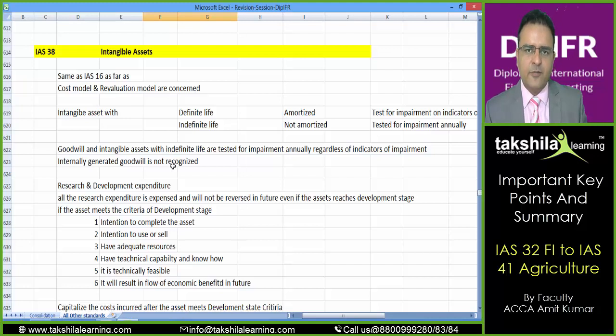For research and development, or self-generated or self-constructed intangible assets, there is a category known as research and development, R&D expenditure. We need to identify till what time it is in the research phase and when it reaches the development phase. All the expenses incurred in the research phase will form part of P&L, and any expenditure incurred after it reaches the development phase will form part of capitalization of the value of the asset. So when does it happen?